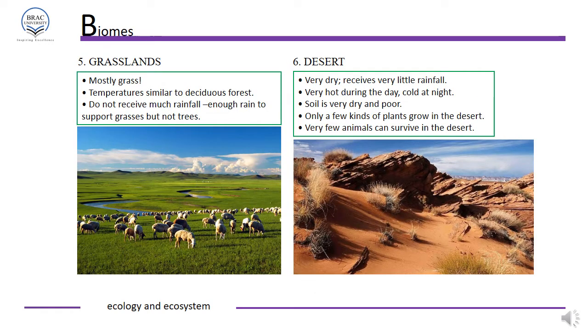Then we can elaborate a bit about the grassland. The difference between deciduous forest and grassland is that grassland doesn't receive much rain, but the climate in terms of temperature is similar to the deciduous forest. As long as it's not receiving sufficient rainwater, it's not sufficient to grow trees. In desert, we know it's very dry, receives little rainfall, hot during the day and cold during the night. The soil is dry and poor in nutrients, so not all species and plants can grow in the desert environment.